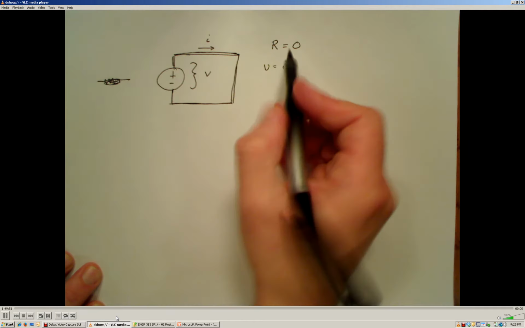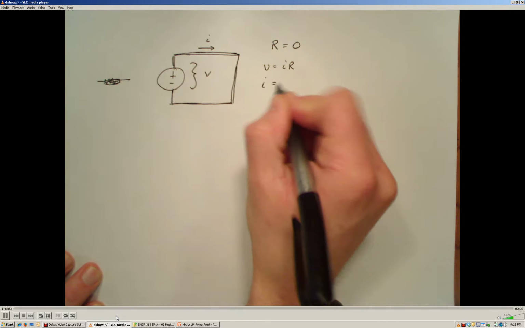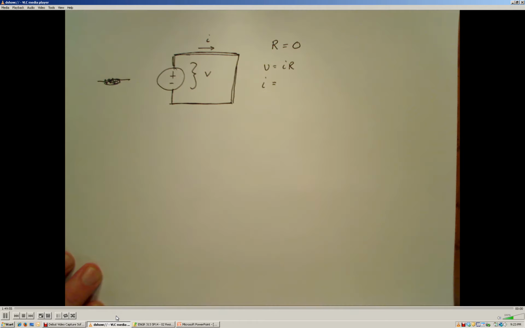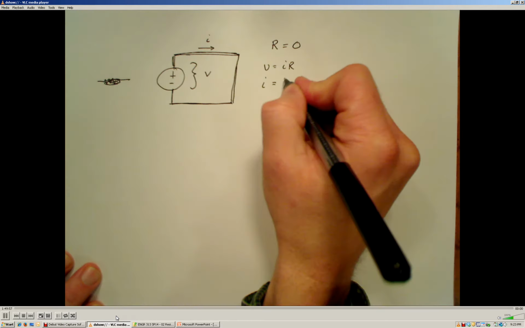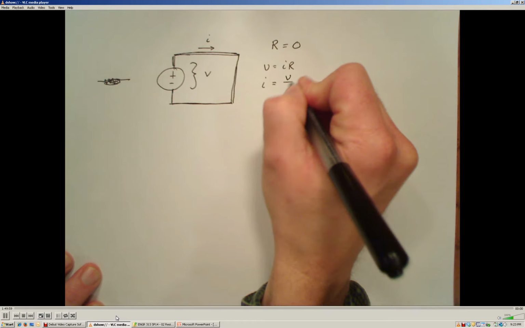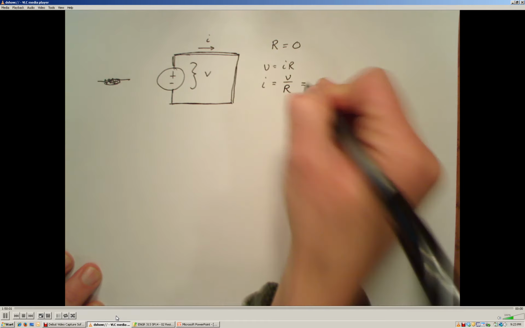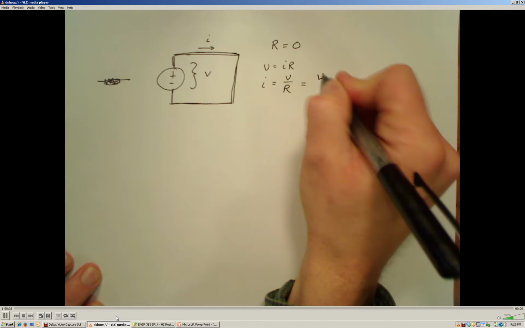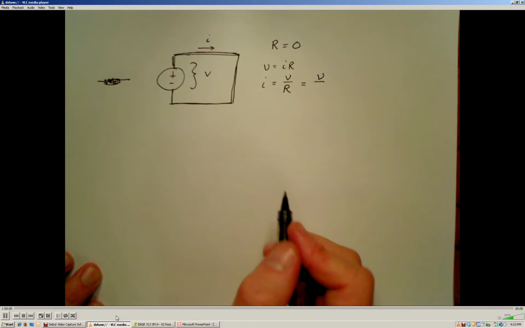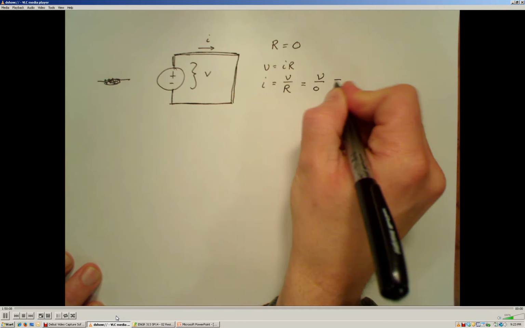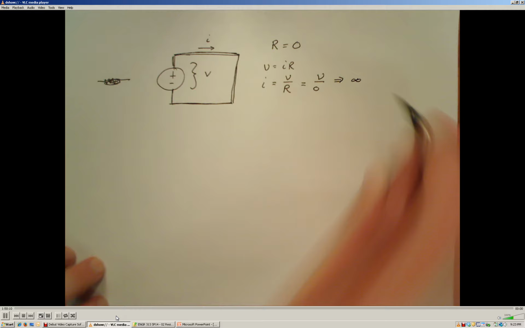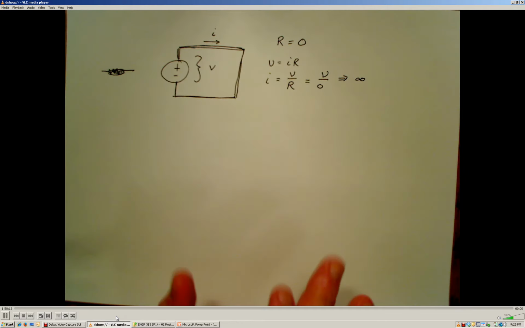So if we want to determine the current, we can rearrange Ohm's law and solve for current. So I is equal to the voltage divided by the resistance. Right? And when we do that, we see that since the voltage is a constant value and the resistance is 0, this is going to tend towards a very large number, or a nearly infinite value.